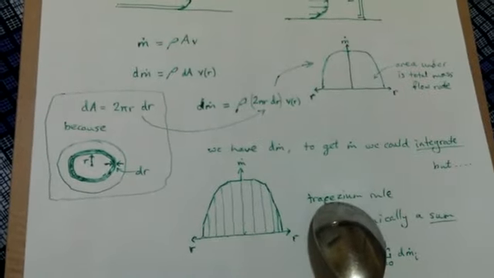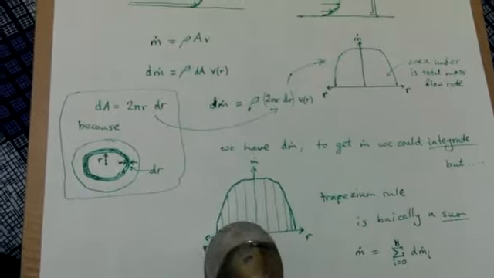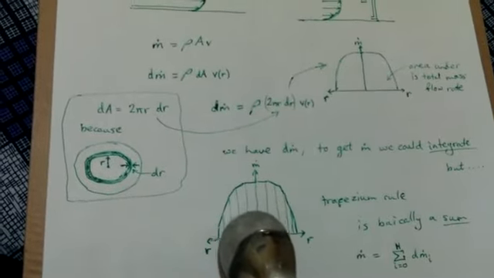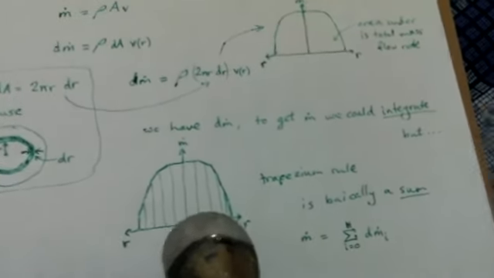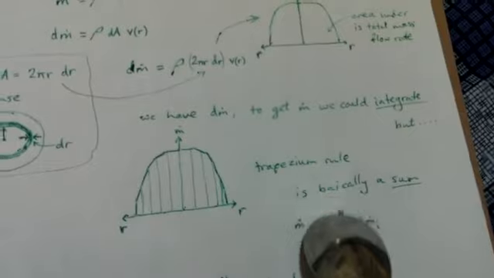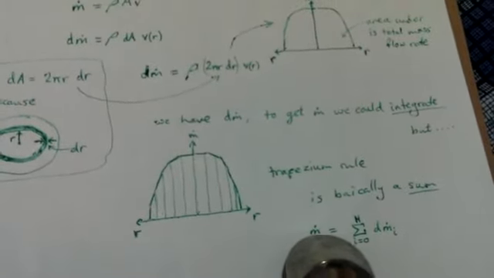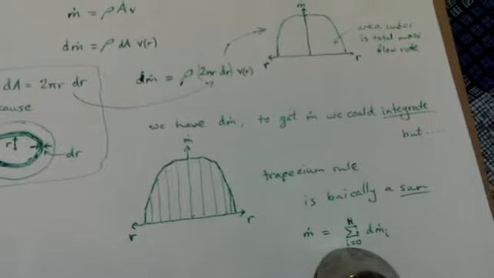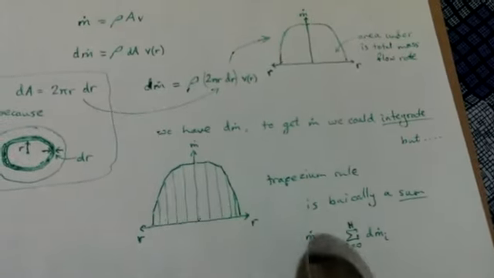And the trapezium rule is basically, if you remember, just a sum. It's a sum of all of these bits. Because you've got, I can't remember what it was like, this plus that plus that plus that. So that's basically a sum. And you can rewrite this sum as the mass flow rate being the sum of all of these.